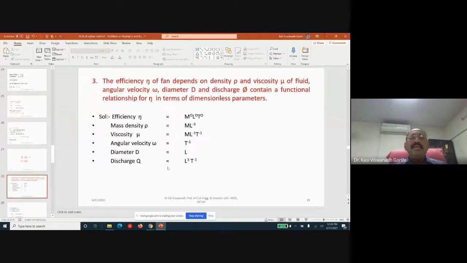One more we'll see. The efficiency head of a fan depends on the density rho, viscosity mu of the fluid, angular velocity omega, diameter capital D, and the discharge Q.